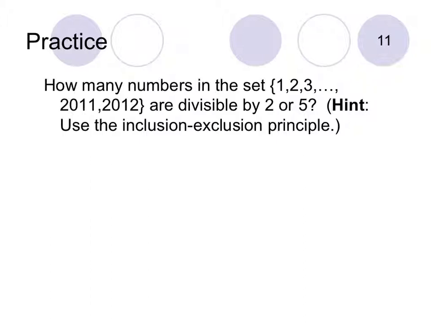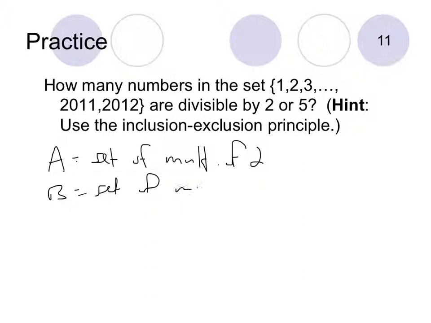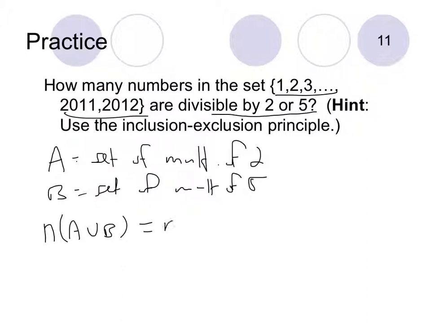The way we used that, if you remember, was with the inclusion-exclusion principle. We said A is the set of, I'll just say multiples of 2, B is the set of multiples of 5, and I'm talking about relative to this set. We said that the size of A union B, that is the number of things that are divisible by 2 or 5, is the things divisible by 2 plus the number of things divisible by 5 minus the number of things that are divisible by both.